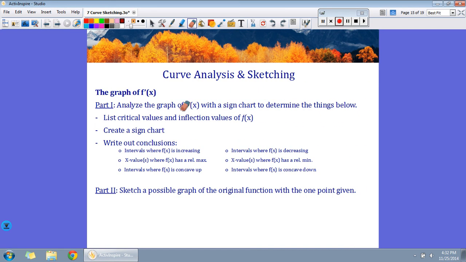The goal of this video is to be able to look at the graph of f prime of x and analyze it, preferably using a sign chart, to determine intervals where f is increasing and decreasing, where f has a relative max or min, and where f of x is concave up and concave down. We're going to use a sign chart to do all this, and then once we've written out our conclusions, we're going to sketch a possible graph of the original function with 1 point given.